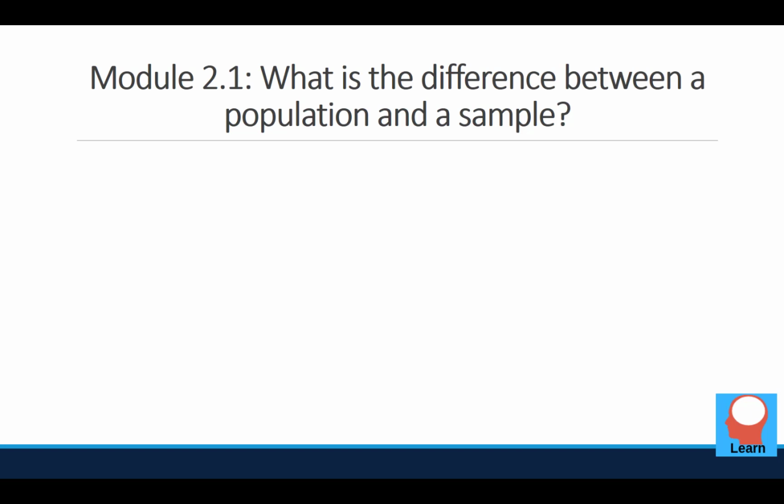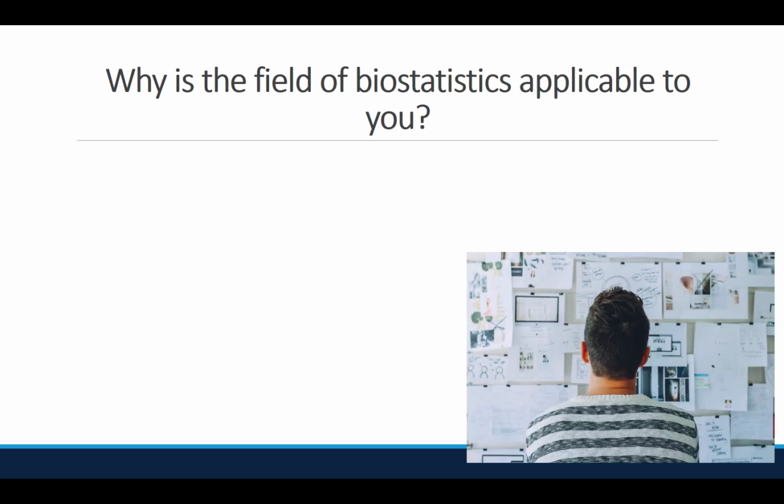Module 2.1. What is the difference between a population and a sample? We'll begin by discussing why the field of biostatistics is applicable to you. As a society, the amount of data we produce is increasing at a rapid rate. Decisions that impact your everyday life are being made based on the analysis of data.